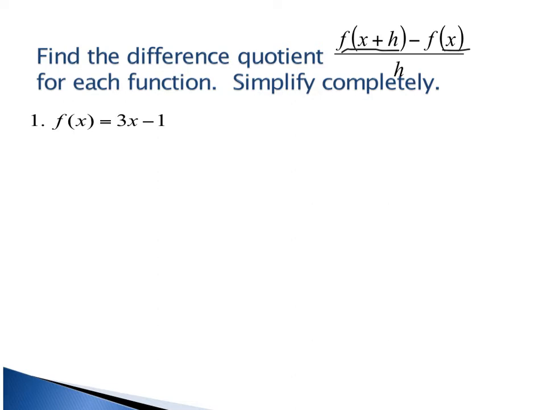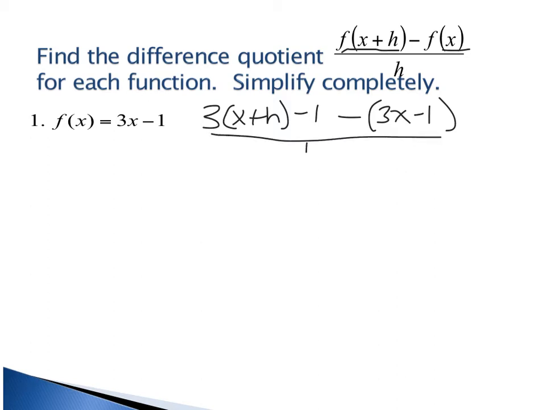So for this example, we would set this up as 3, and then instead of x, we're going to do x plus h minus 1, and then minus our function, which was just 3x minus 1. And I'd put that in parentheses so that we don't forget to distribute that negative, and that's all going to be over h. Okay? So now I'm going to go ahead and clean up this top and distribute. So I'll have 3x plus 3h minus 1 minus 3x plus 1 if I distribute this negative here. Okay, all of that over h.